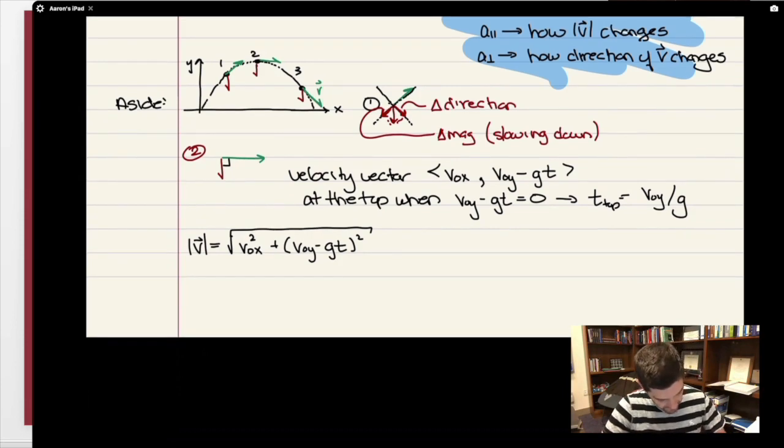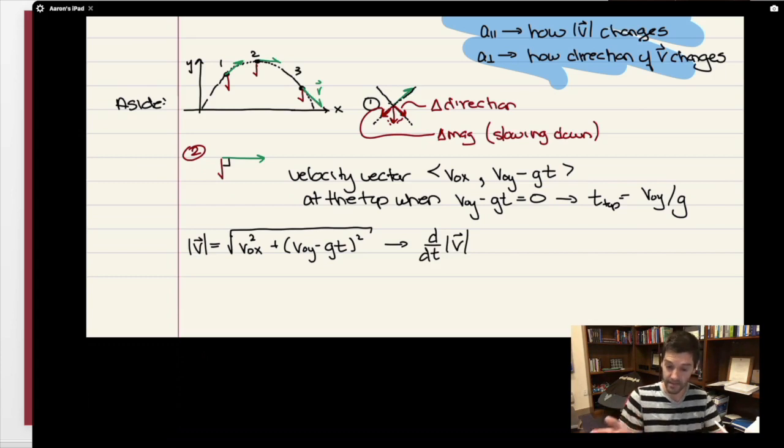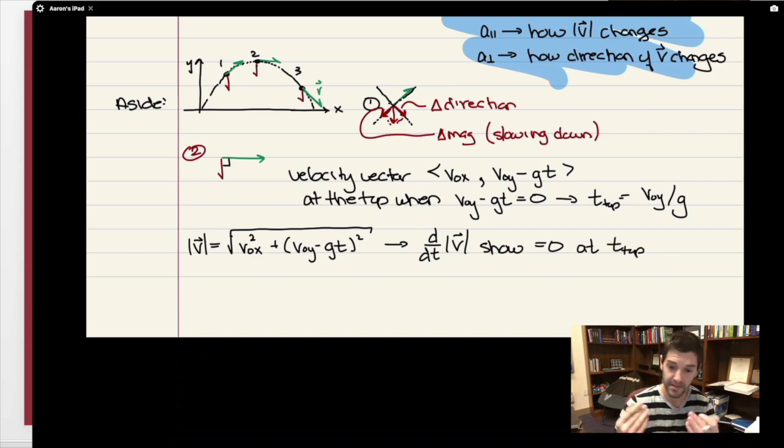And I'll leave this to you if you feel inclined. You could ask, how is the length of the vector, or the magnitude, or in this case the speed, changing? So you could calculate, for example, the derivative of the speed, and show it equals zero at t-top. So take this massive square root ugliness, take the derivative, plug t-top into that expression. You should see, if you did it correctly, that it is identically zero.